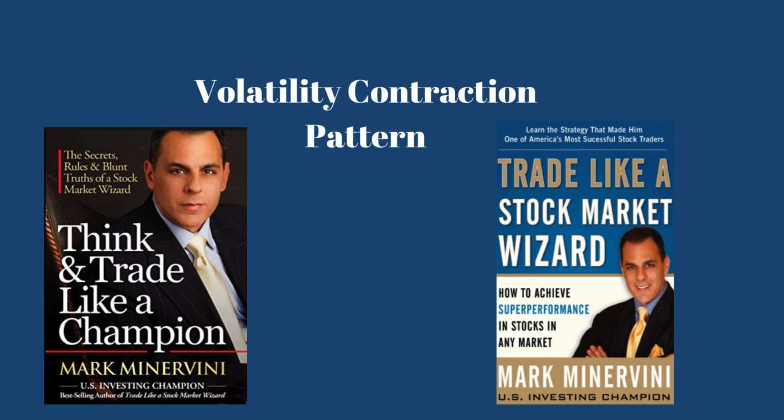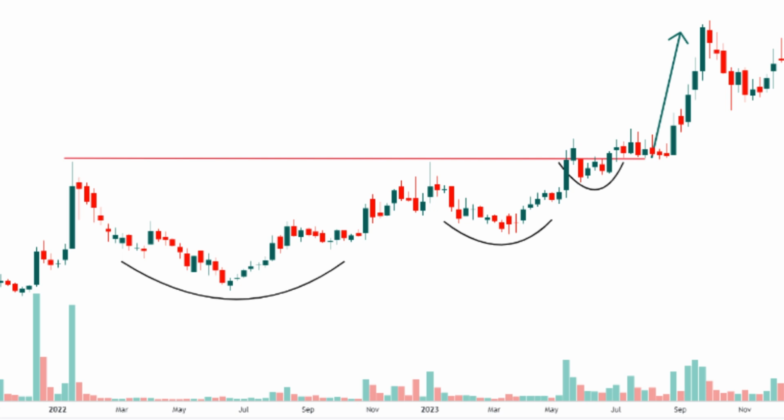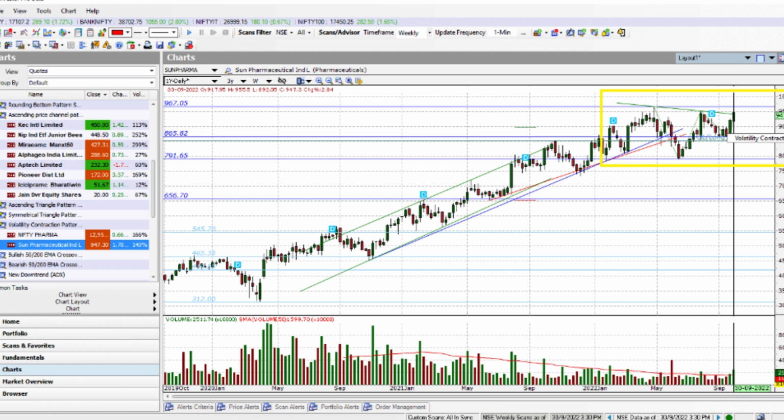But before we delve into the VCP, let's understand the basics of trend following strategies. Trend following strategies involve identifying the direction of a stock's price movement and aligning your trades with that trend. This can be done using technical indicators like moving averages, trend lines, or price patterns.